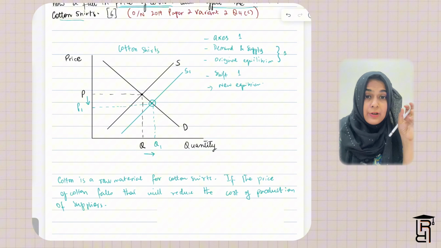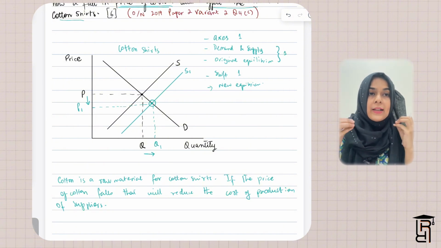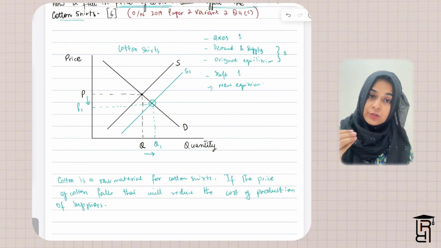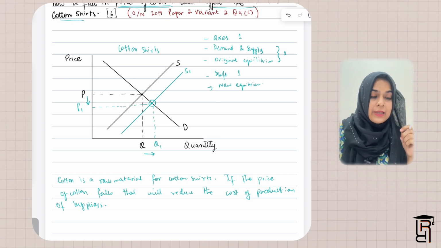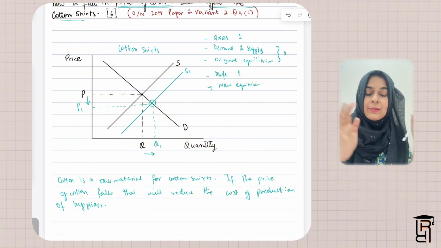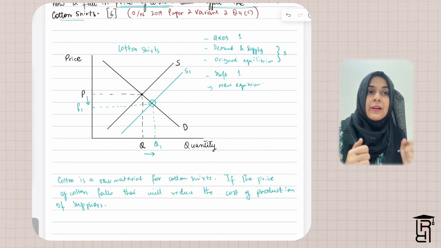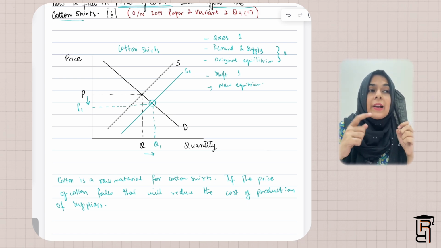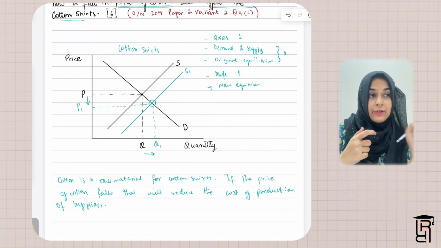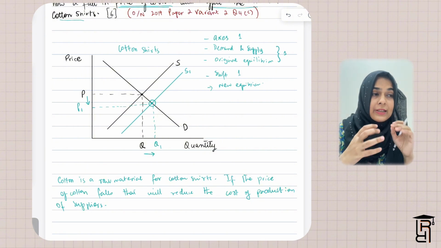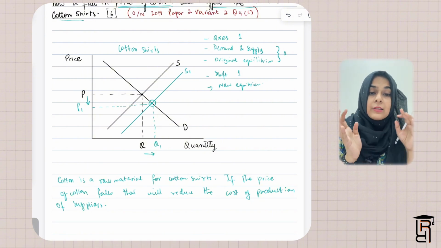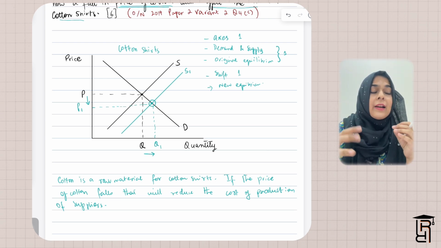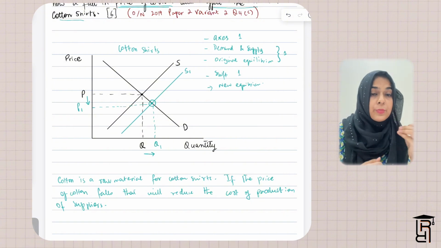So the new equilibrium price is a lower price, and that lower price motivates consumers to buy more cotton shirts. So what is happening here is that the cost of raw material, that is cotton, is going down, because of which the supplier's cost of production is going down, because of which the supplier is more motivated to produce more cotton shirts. If the supplier produces and sells more cotton shirts, the supplier is going to end up with more profit. And if cost of production goes down, that motivates the supplier to produce more.